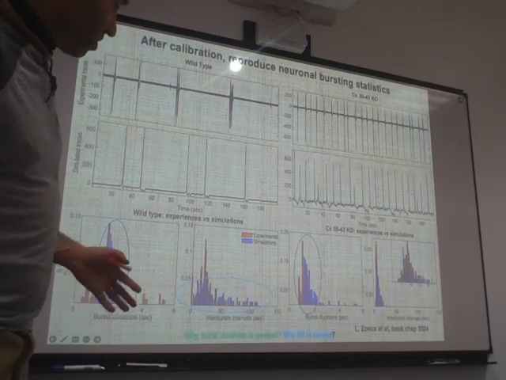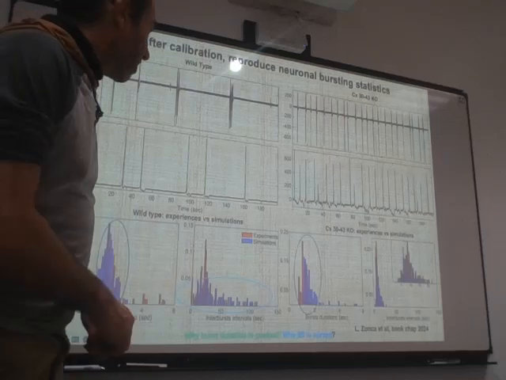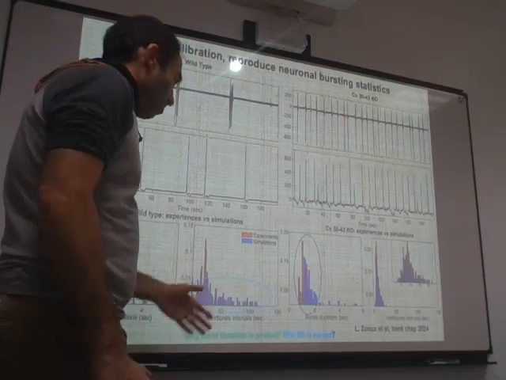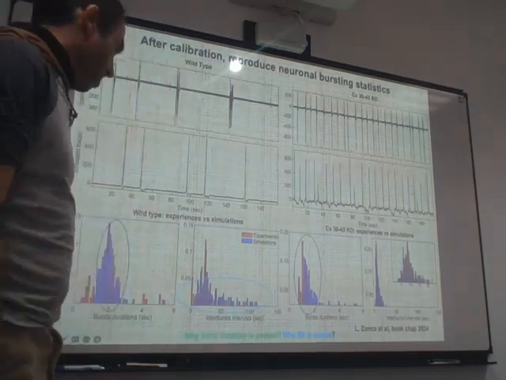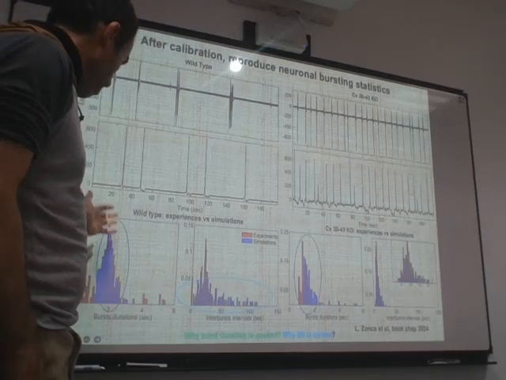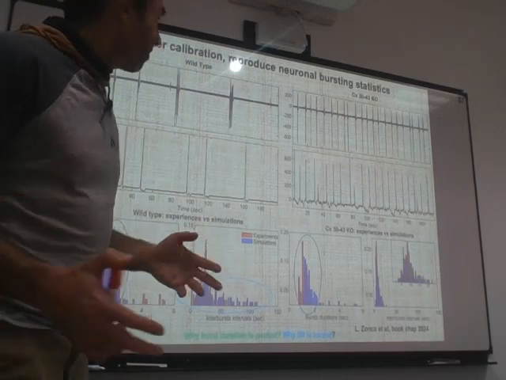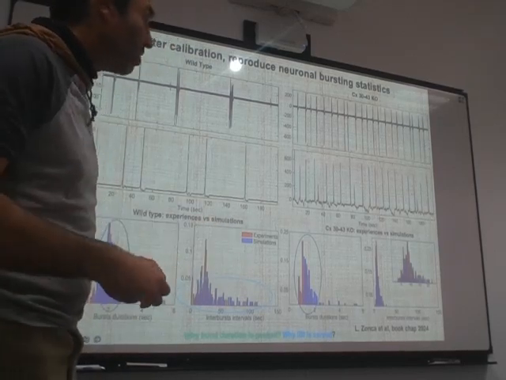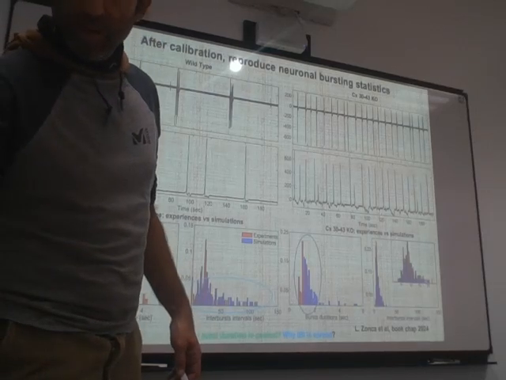Okay, and then we started to ask questions. For example, why do we have such behavior? Why is the burst duration peaked? So you go to the burst duration, why is it so peaked here? What's the reason? Can we understand this from the modeling point of view? Now, the idea was to explore the model itself.